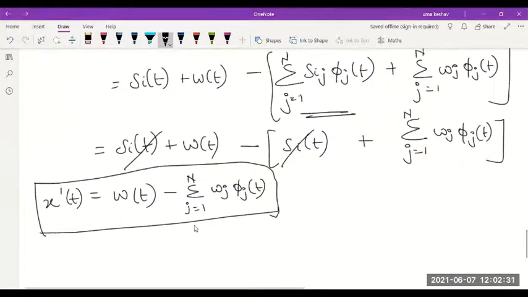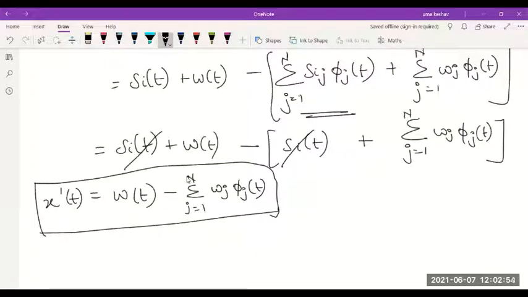Now, the actual signal x dash of t, what we have considered, can simply be the difference between the input white noise and the white noise which we have after it is multiplied with each of the what?